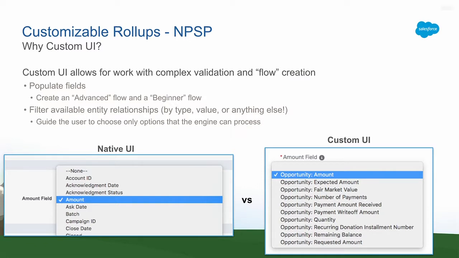Compare these two screenshots. This is the dropdown for the amount field in the native UI on the left and our custom UI on the right. So the amount field is what tells our engine how to sort the child records in a rollup calculation in the case of a minimum or maximum operation. So here, imagine we've already selected opportunity as our object, so we know we're rolling up opportunities to an account. And we want to return something from the smallest opportunity. So we have a minimum operation selected.